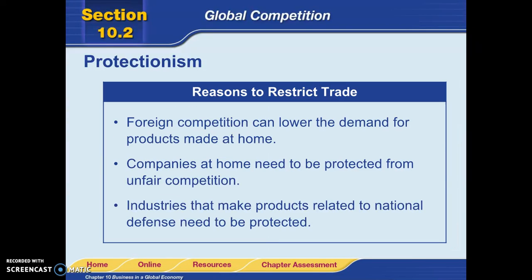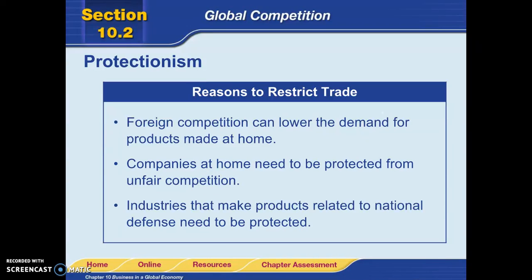All right, reasons to restrict trade. These are some of the things that countries put into place or at least think about when they restrict trade. Foreign competition can lower the demand of products made at home. There's always that supply and demand teeter-totter going back and forth, and when supply meets demand, profits are at their best. When one is greater than the other, you can have shortages or surpluses and profits will decline.